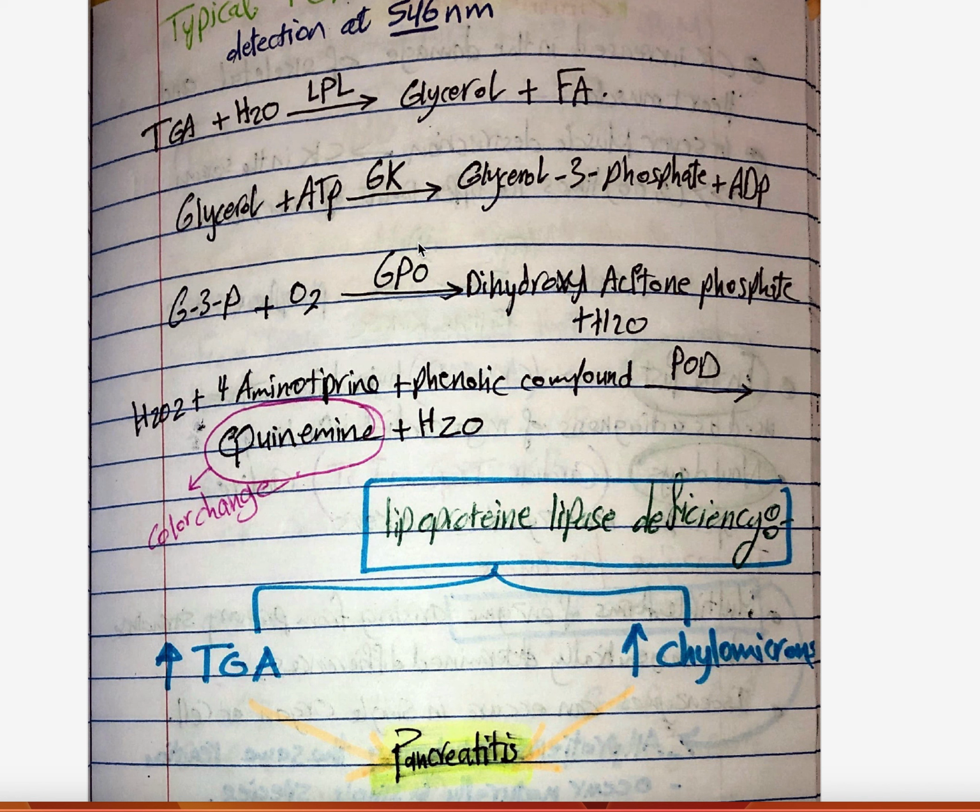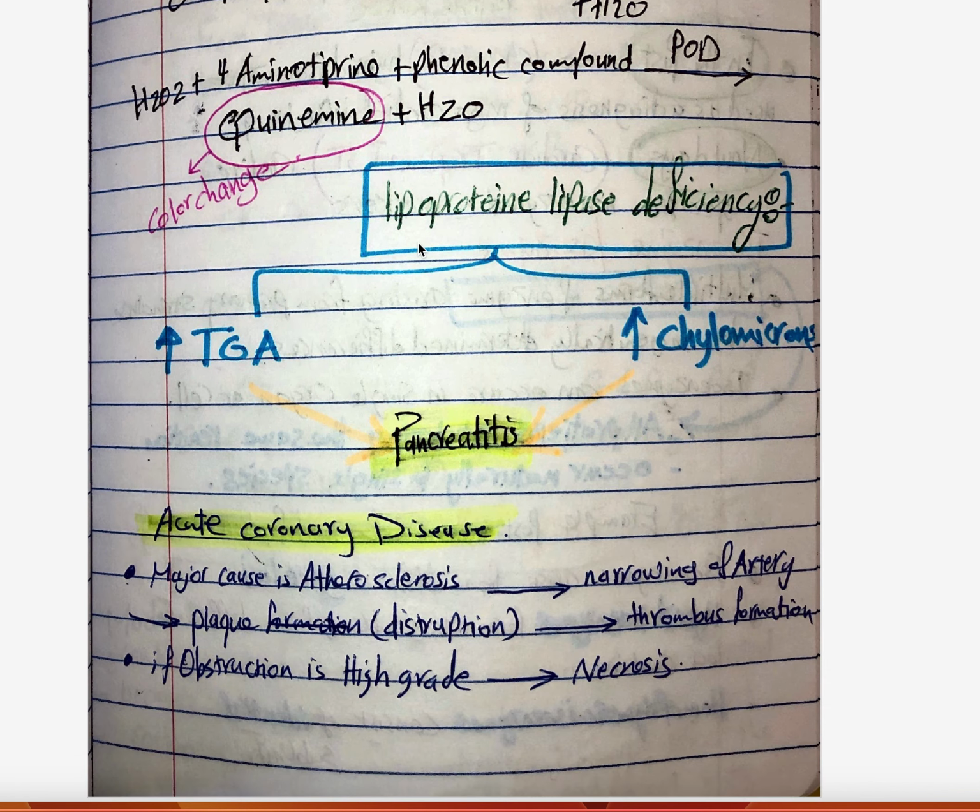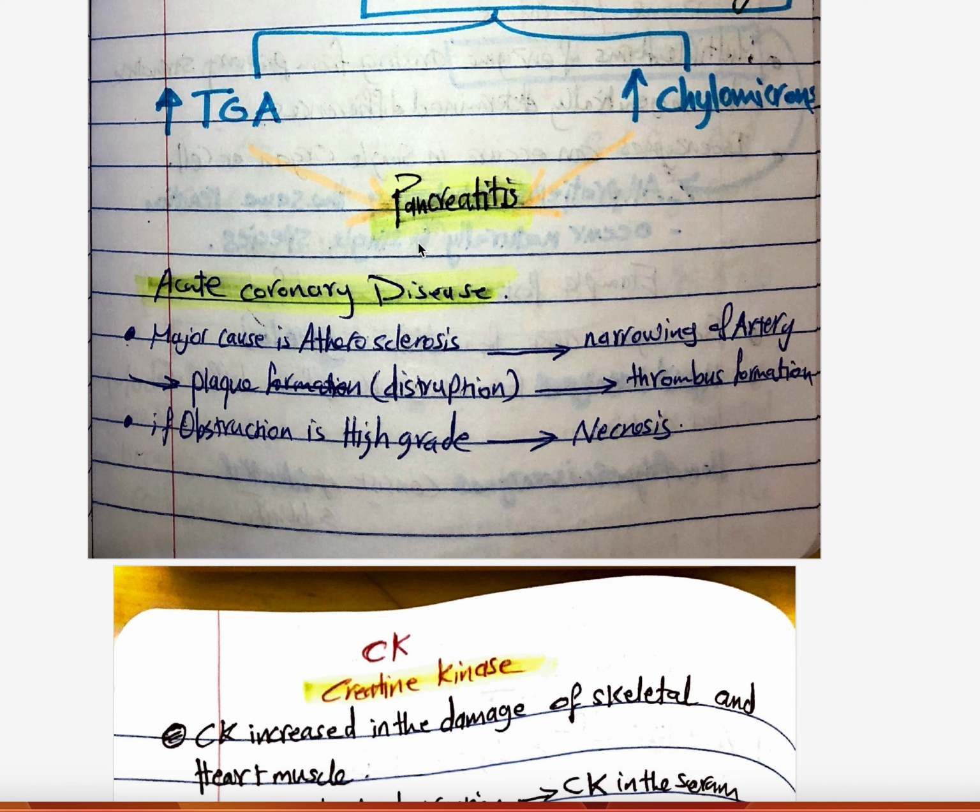Lipoprotein lipase deficiency leads to an increase in the level of triglyceride, which leads to hypertriglyceridemia, and that also leads to an increase in chylomicrons, and both of them lead to pancreatitis and acute coronary disease. So a major cause is atherosclerosis, narrowing of the artery, which leads to plaque disruption, thrombus formation, and if the obstruction is high grade, that leads to necrosis.